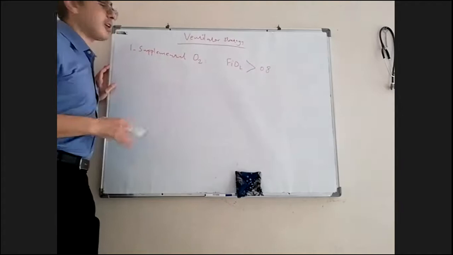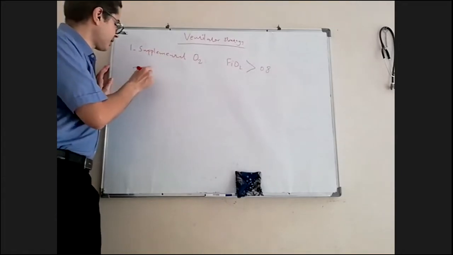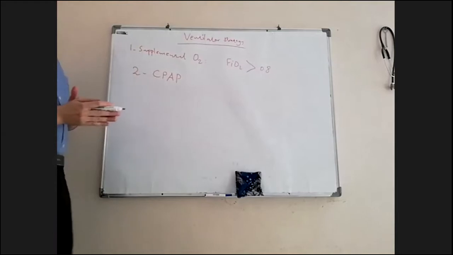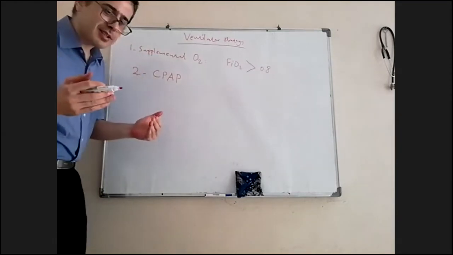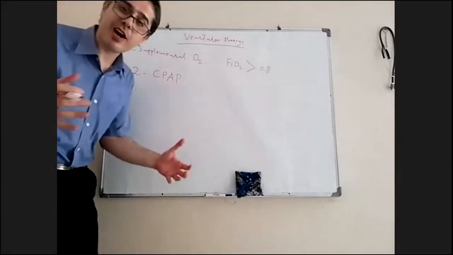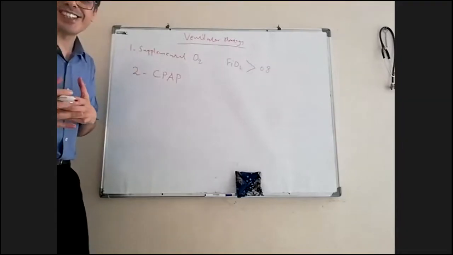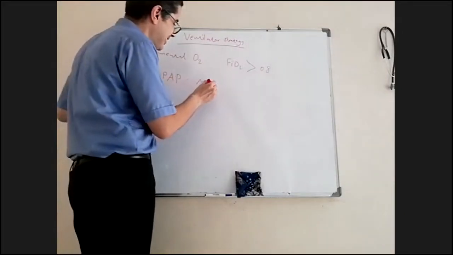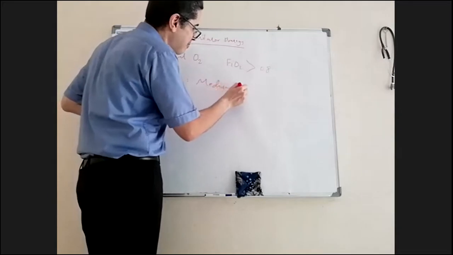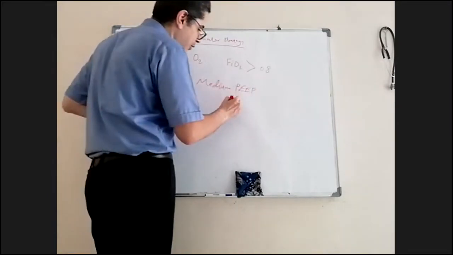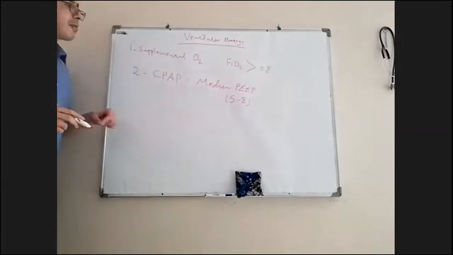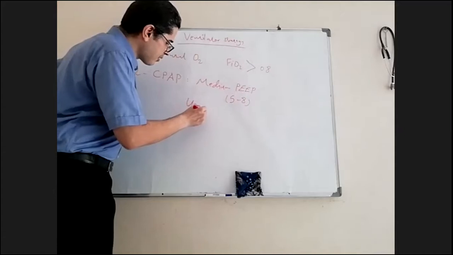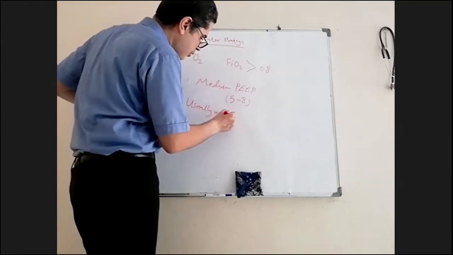So you proceed higher. With higher support, you go to CPAP. That's why, as I see here, if I have a restrictive problem, I need high CPAP. If I have an obstructive problem, I need low CPAP. So what to do? They recommended medium CPAP. Medium means between 5 to 8. But unfortunately, patients with meconium usually do not tolerate it.